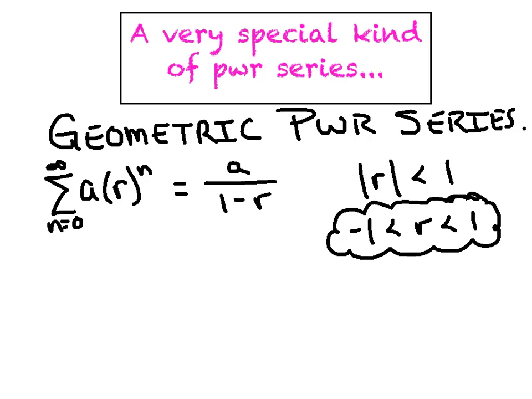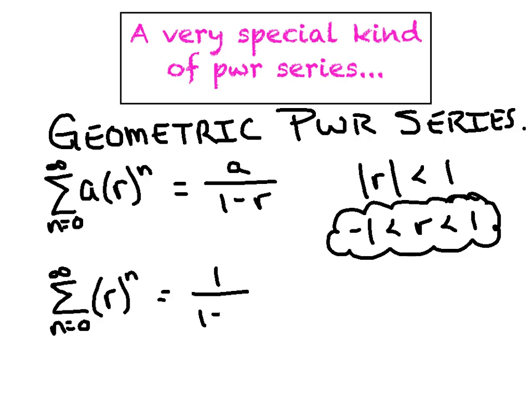All right, now we're going to keep these really simple at first, and we're going to say, what if a was just a 1? Then the series would look like this, and the sum would just strictly be 1 over 1 minus r. And again, we'd still have the same interval of convergence from negative 1 to positive 1.